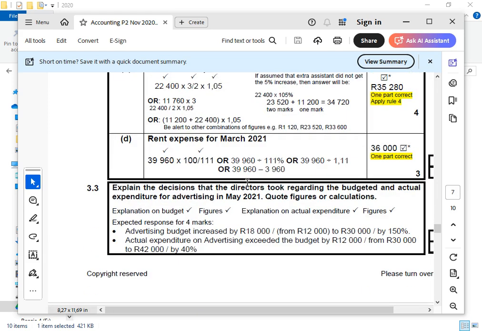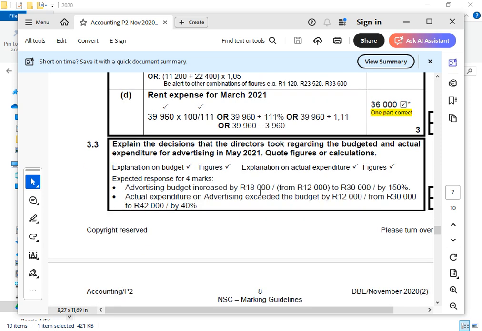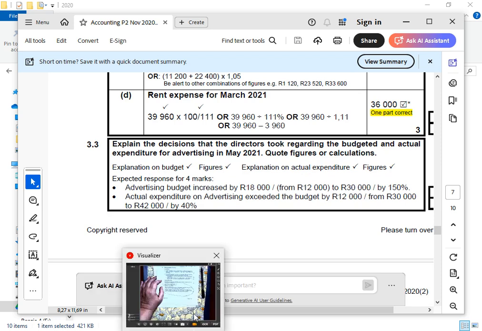So let's see, there's the rent expense. No, but that's not the question. What was the question? In order to economize, calculate the reduction. Oh, it's 3.4. I missed 3.3, where they asked me, comment on whether the consumable stores have been well controlled.